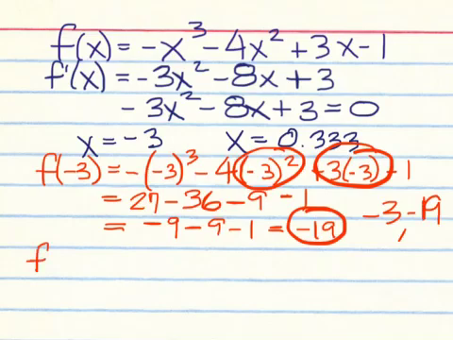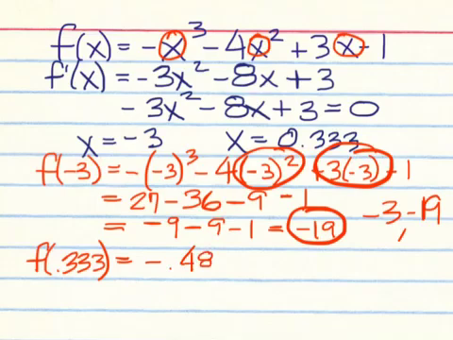Now go back and plug in 0.333 into the original function, and I'm not going to write all of that out. You know you're plugging it in for x there. You come back with a negative 0.481. So you should have 0.333 and negative 0.481. Those are your critical points. Now we have to figure out if they are max, min, or point of inflection.